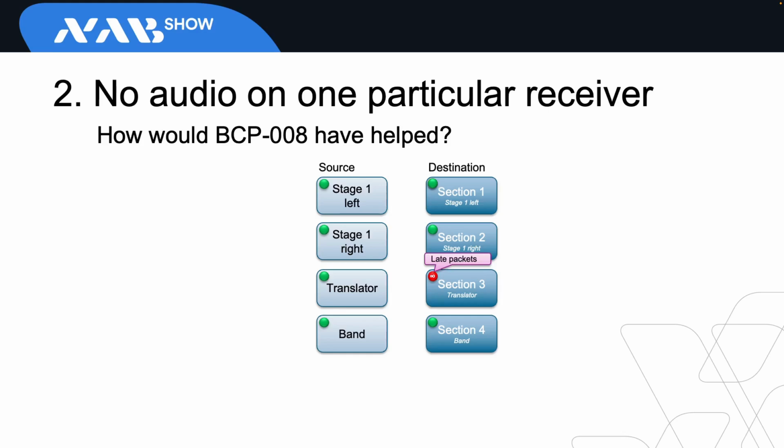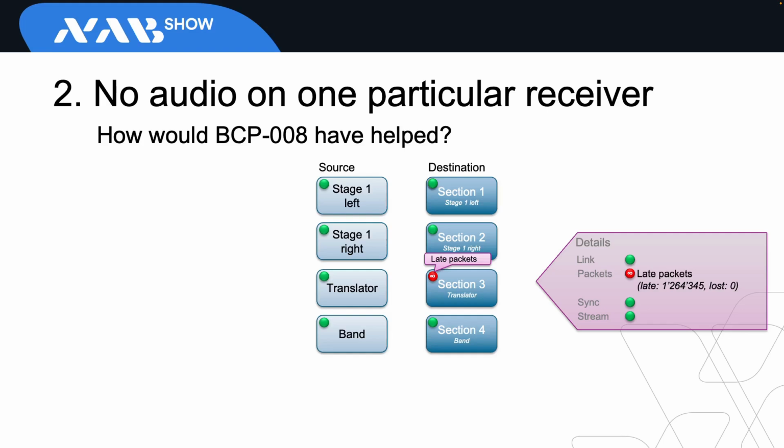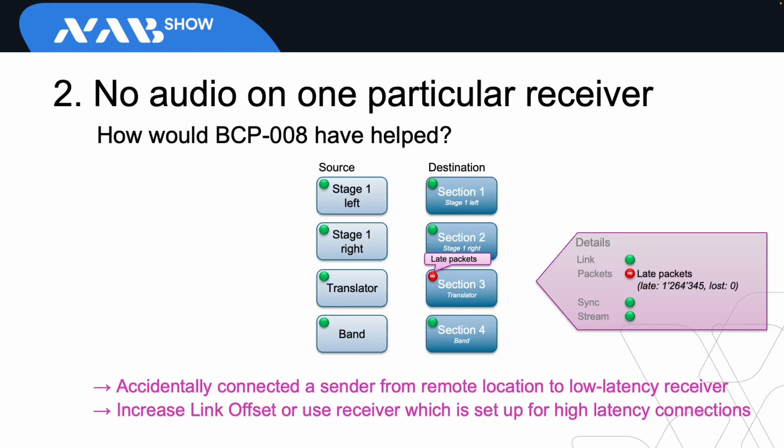So I hope they're making a user-friendly code and not just an error code. If he checks and clicks the details, he finds something like this: late packets. Now, BCP-008 allows counters to be displayed as well in the details. In this case, he finds late 1,200,000 whatever thousand packets, lost 0. So then, to a reasonable technical person, it becomes already clear what's going on, right? This is actually a problem: accidentally connected to a sender from another side. The latency settings were not right for this, and BCP-008 is the only way to show you that in a standardized way.